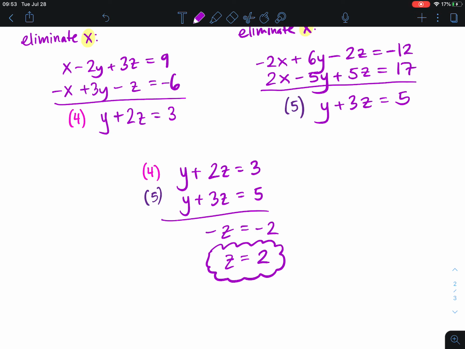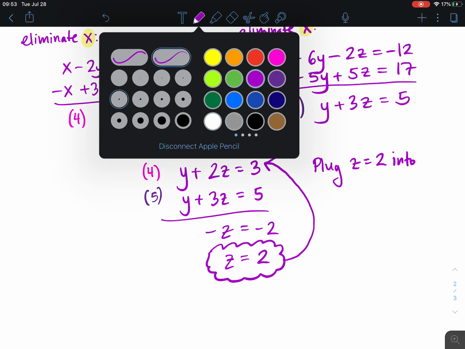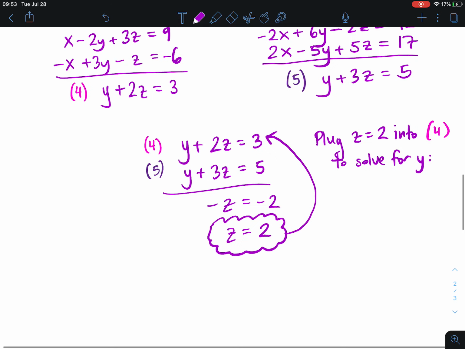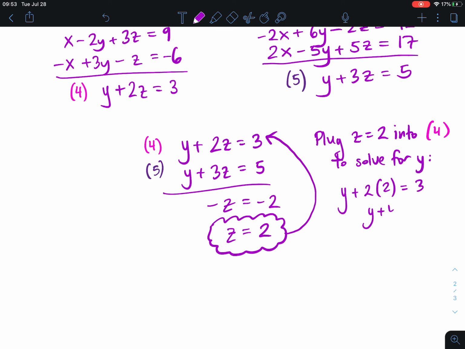I'm just going to plug z back into, I'll go for equation 4. So I'll plug that solution of z equals 2 into, I'll choose the fourth equation. You might have chosen the fifth equation. And that will allow me to solve for y. So we're just kind of unpacking now our second solution. That gives me y plus 2 times 2 is equal to 3, or y plus 4 is equal to 3, so y is negative 1.